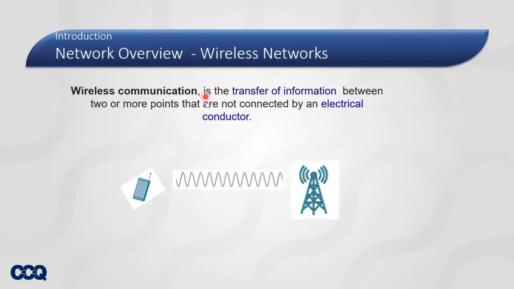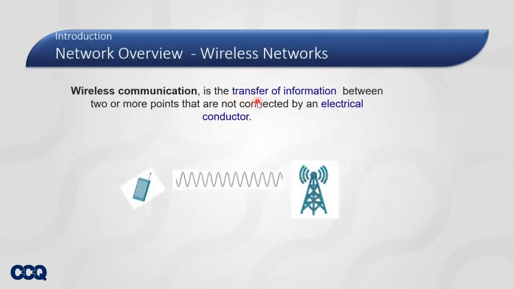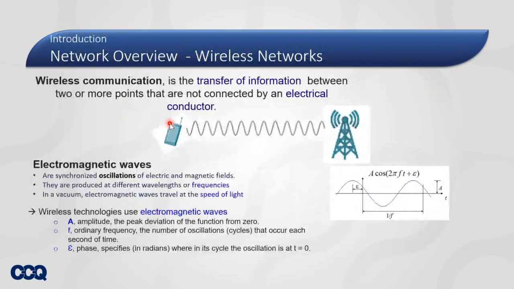Here is the definition of wireless communication that we explained earlier. That is the transfer of information between two or more points. Up to here, it is communication. When the points are not connected by an electrical conductor, then we are speaking about wireless communication.